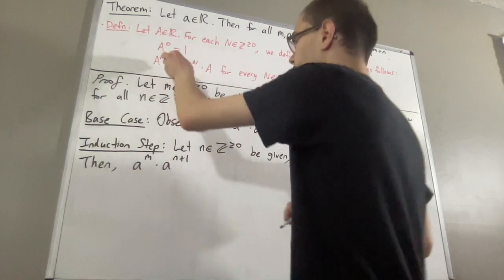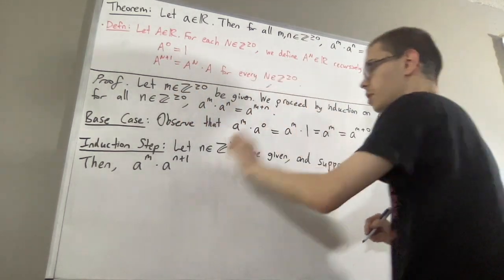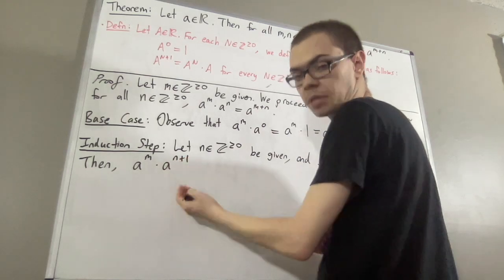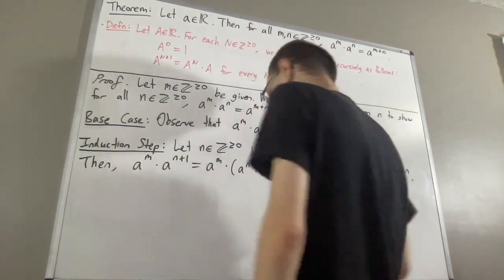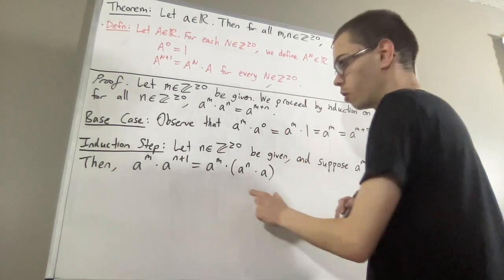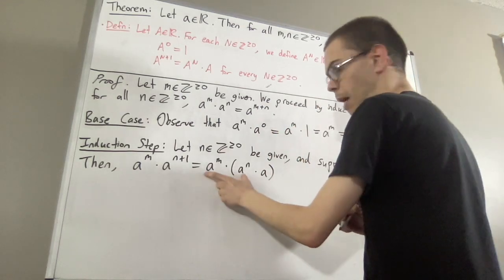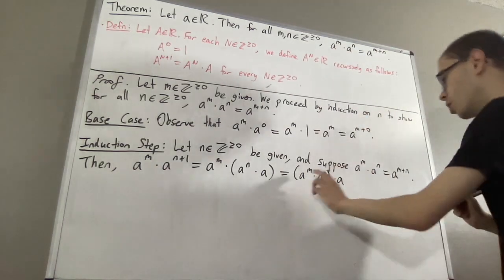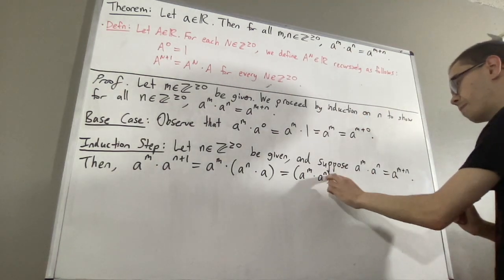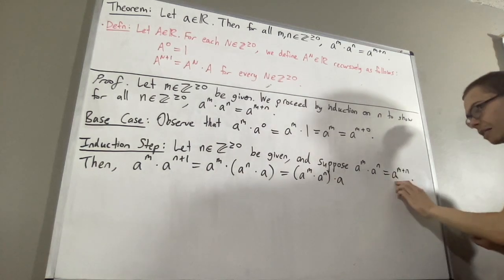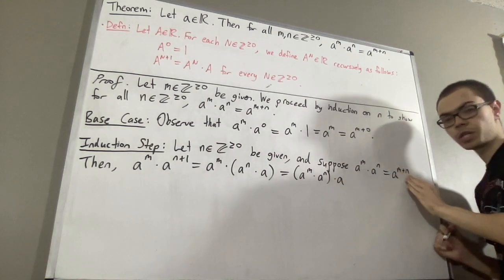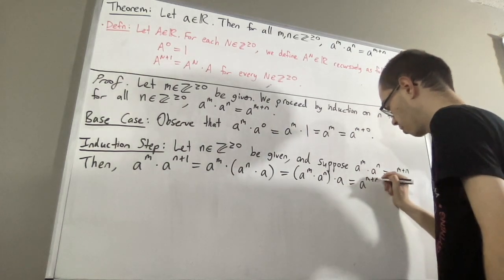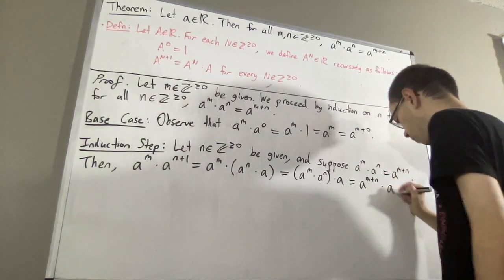Well, according to the second part of the definition, a to the power of n plus 1 is just a to the power of n times a. Then by the associative law, we can move these parentheses around a to the power of m times a to the power of n. But we know that a to the power of m times a to the power of n is equal to a to the power of m plus n, according to our induction hypothesis. So we have a to the power of m plus n times a.